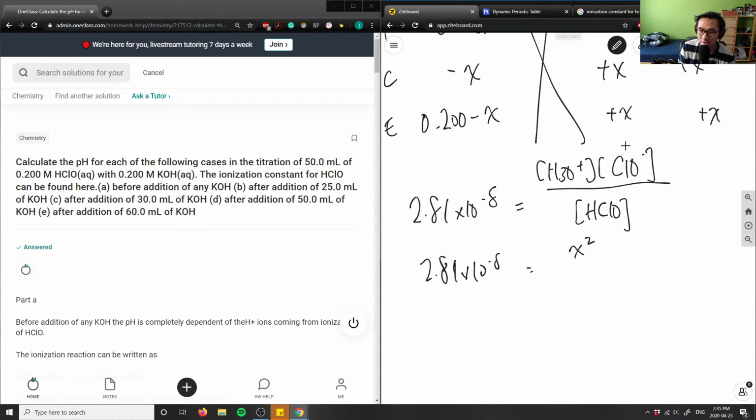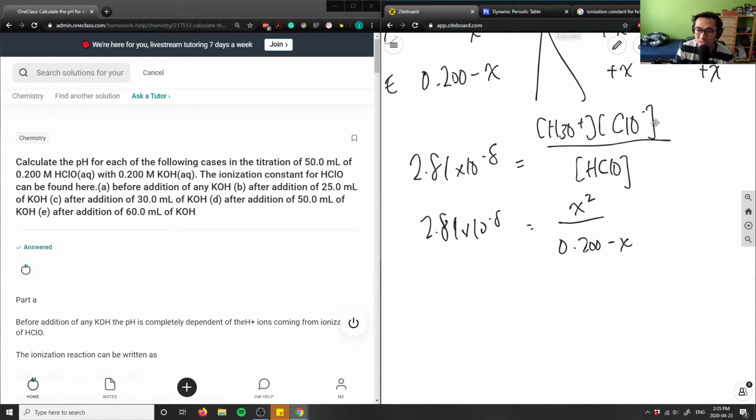times x, so I have x squared at the top. HClO is 0.200 minus x. I'm going to use the assumption method that this x is going to be super small to avoid using the quadratic formula, so I can simply just cross this out. I'm going to multiply both sides by 0.200.